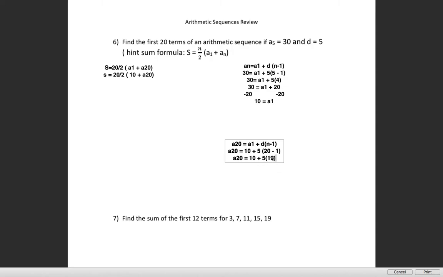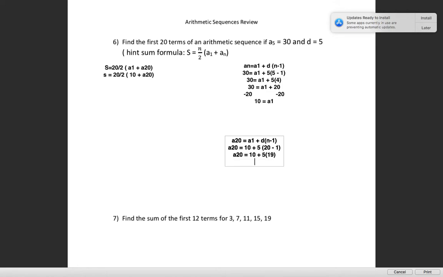Now our last step: are we going to add 10 plus 5, or do 5 times 19? Go to BEDMAS again: brackets, exponents, division, multiplication, addition, subtraction. So we wouldn't add first, we would multiply. 5 times 19 is a whopping 95, plus the 10. Then our last step is to just add. What is 10 plus 95? 105. And there we go.